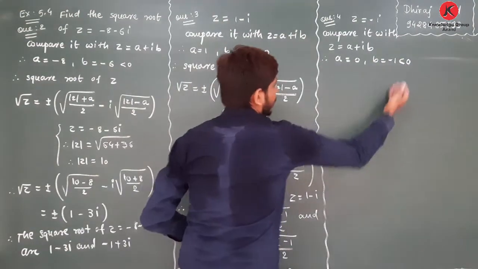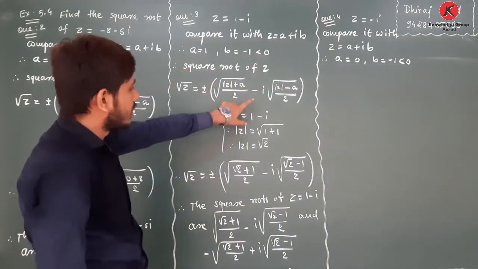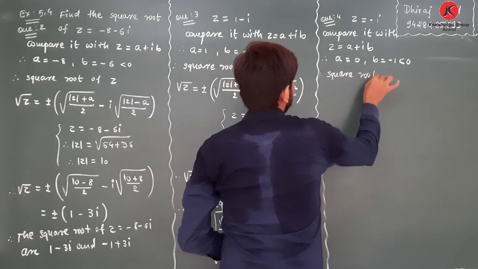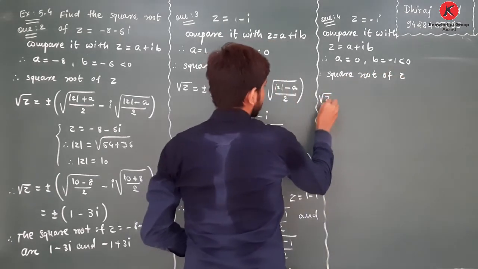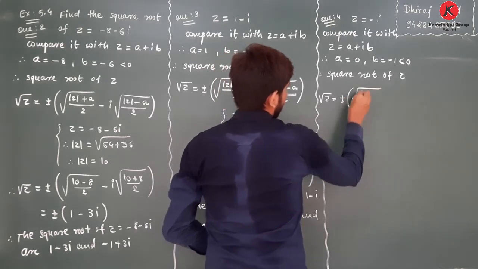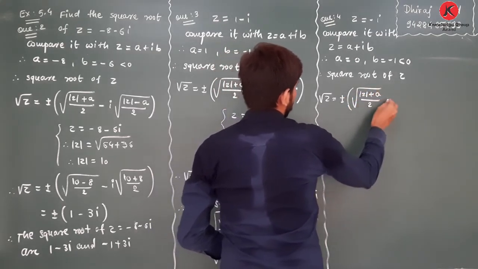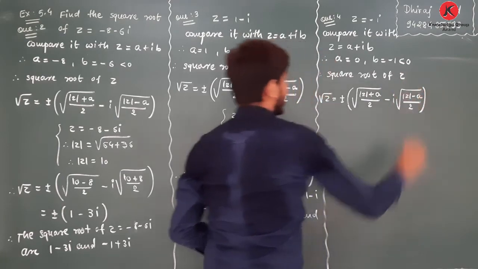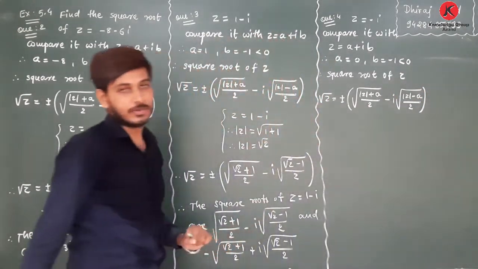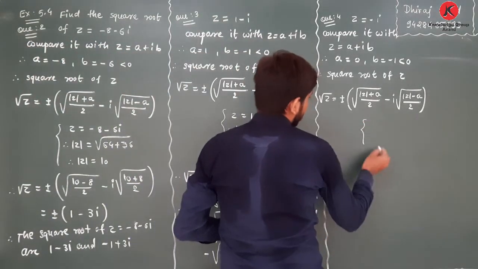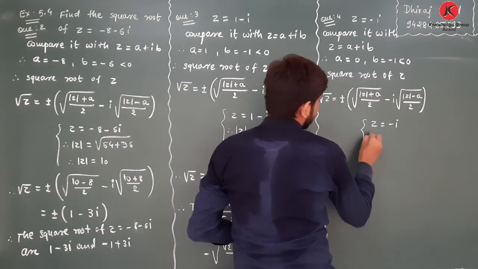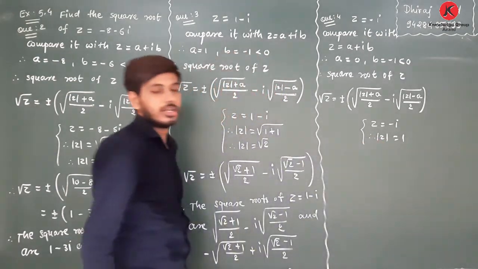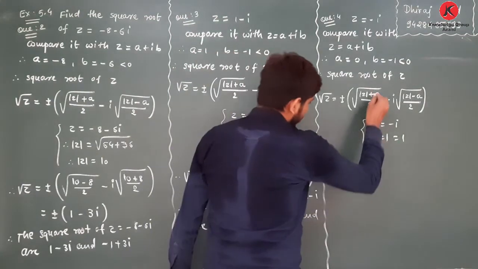Okay? Now what do we have to find out? The square root. For that, the formula, this same formula will apply for negative b. Therefore the square root of z is denoted as under root of z equals plus or minus under root of modulus z plus a divided by 2, minus i under root of modulus z minus a divided by 2. We have put the bracket because plus or minus 2 is there. Now what do we have to find out? Modulus of z. Here z equals minus i, therefore modulus of z equals under root of minus 1 square, which means 1, under root of 1. Answer is 1. Put in all the values.